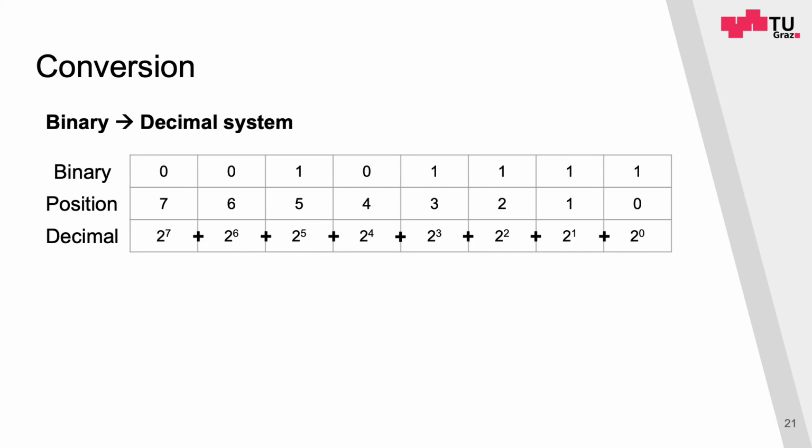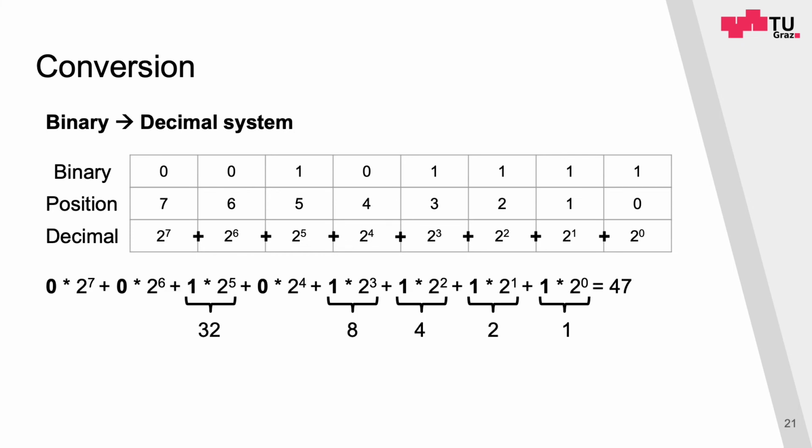So we have 2 to the power of 7, starting from the left, and 2 to the power of 6, 2 to the power of 5, and so on, until 2 to the power of 0 for position 0. And then to calculate the decimal number, we just need to sum up all those values multiplied with the binary value. If we start from the left, we have the binary value 0 times 2 to the power of 7, plus the binary value 0 at position 6, so 0 times 2 to the power of 6, plus the next position 5, the binary value 1 times 2 to the power of 5, and so on until we hit the last position, which is again binary value 1, so 1 times 2 to the power of 0.